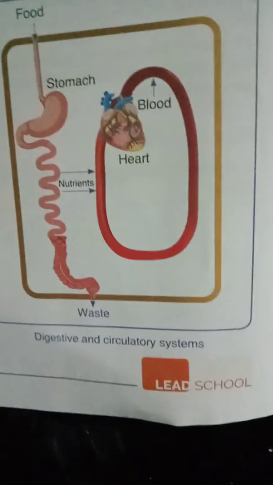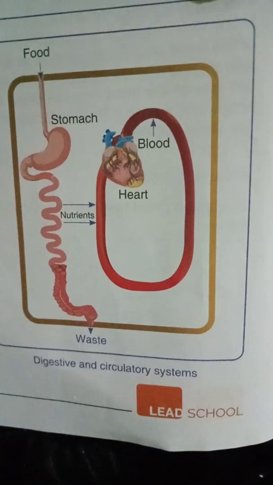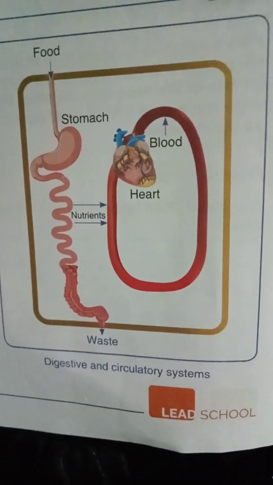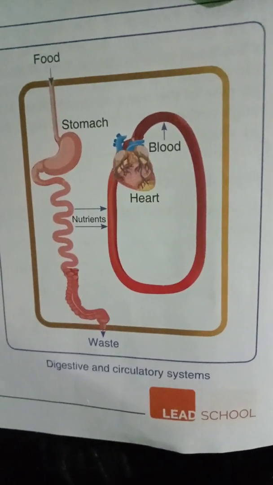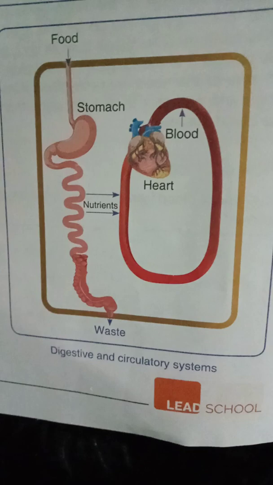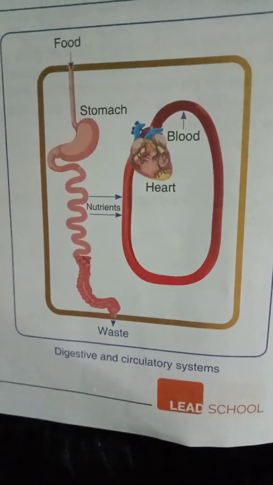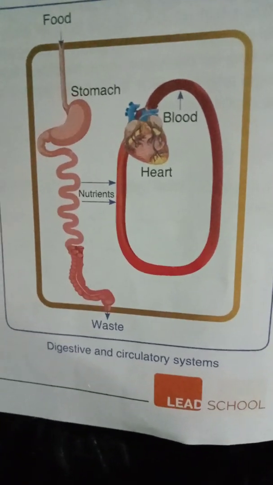So first, our digestive system breaks down the food we eat into its nutrients. Then our circulatory system carries these nutrients and oxygen to the different parts of our body with the help of blood. Okay, so this shows how these two systems are connected.